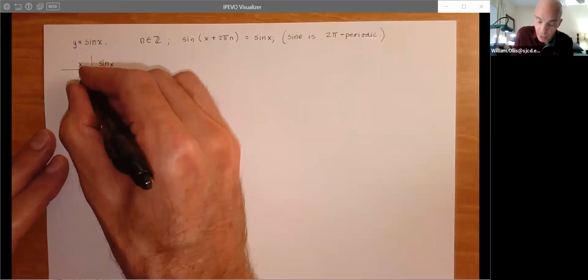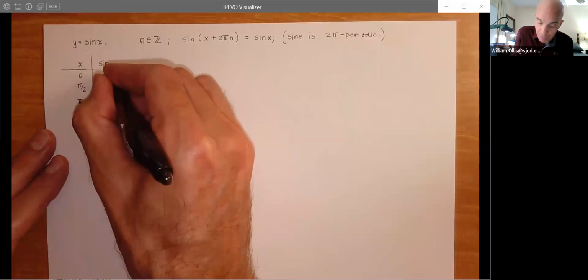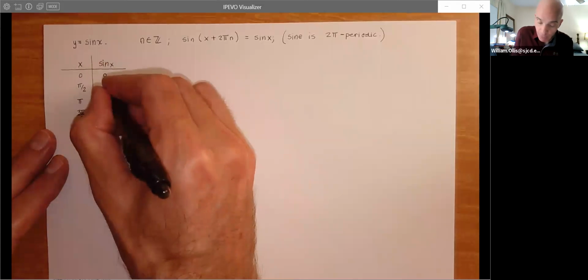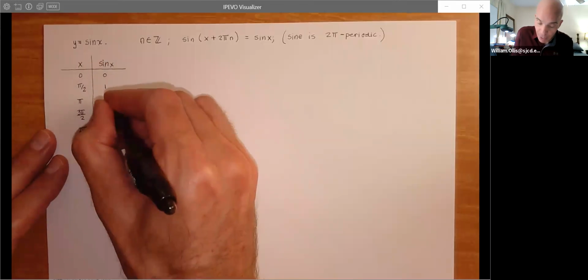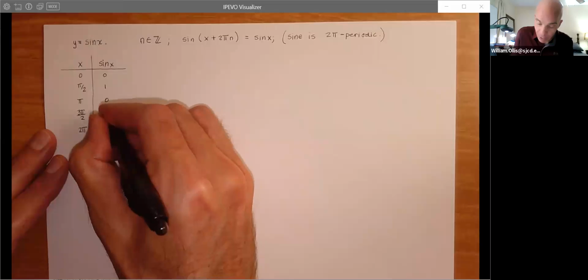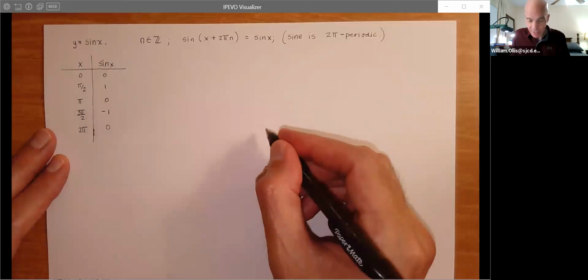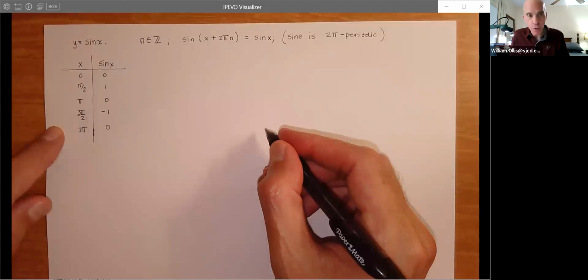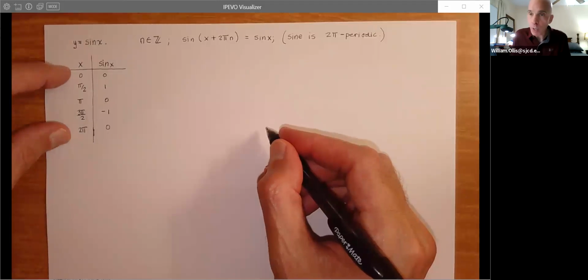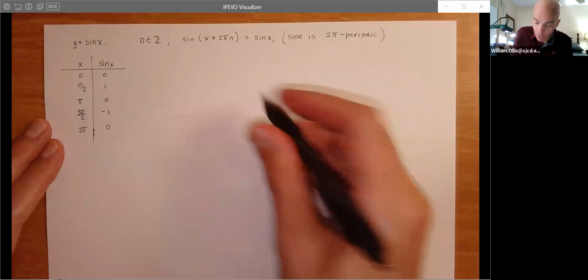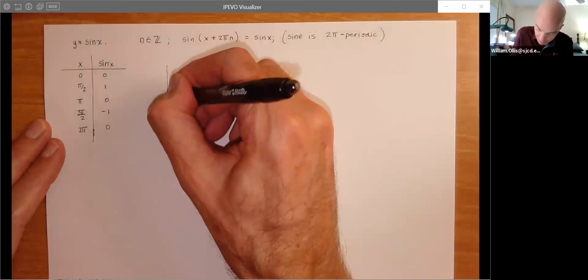So now, of course, sine of 0 is 0. Use the unit circle. Sine of pi over 2 is 1. Sine of pi is 0. Sine of 3 pi over 2 is -1. And then, of course, sine of 2 pi is 0. So again, this runs through the principal points, an interval of length 2 pi. So let's get our parent function for sine.